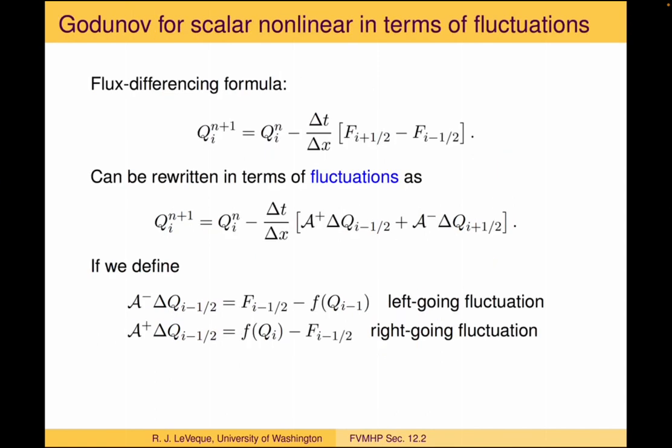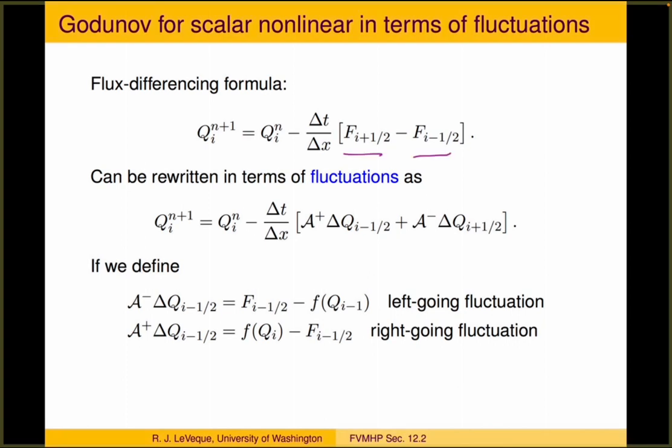So let's go back to this flux differencing formula now and ask, can we manipulate this into the form that also looks like this fluctuation form? And it turns out you can. If you have any flux differencing formula, like the one at the top here, however we determine these fluxes Fi plus a half and Fi minus a half at the interfaces, we can rewrite it in terms of fluctuations, A plus delta Q and A minus delta Q, by defining them as at the bottom here.